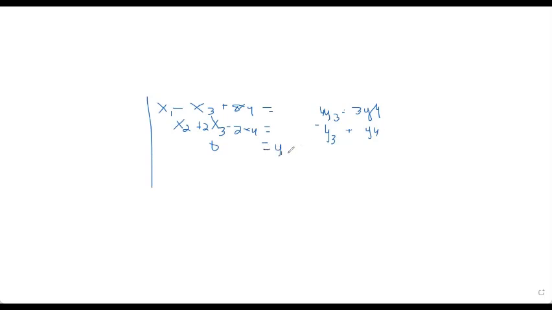y1 minus 3y3 plus 2y4. And finally, 0 equals y2 minus 2y3 plus y4.